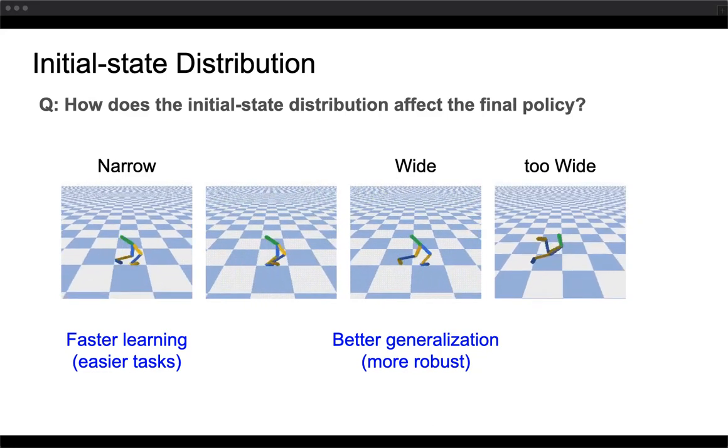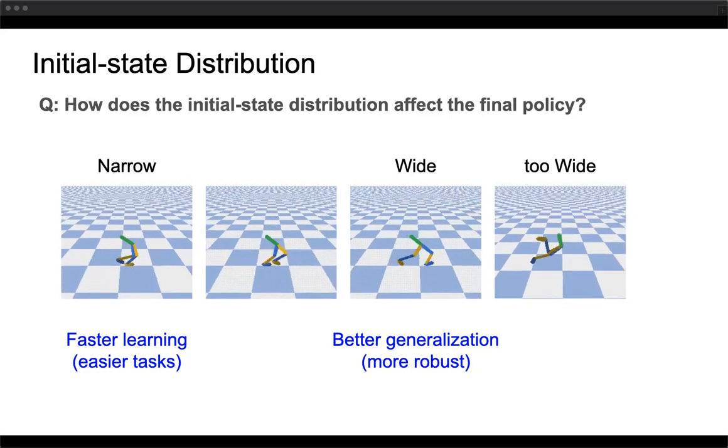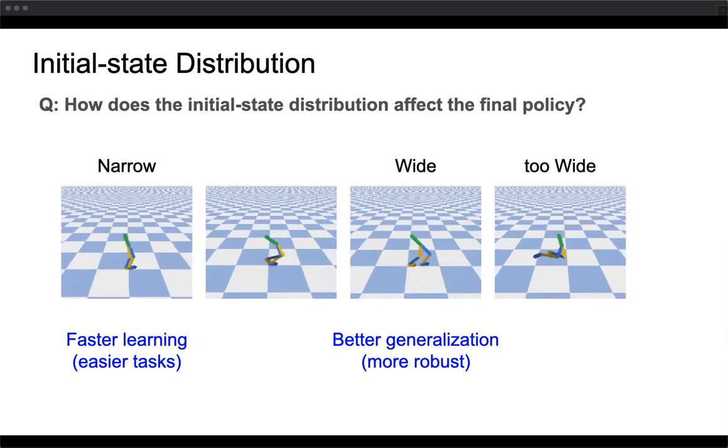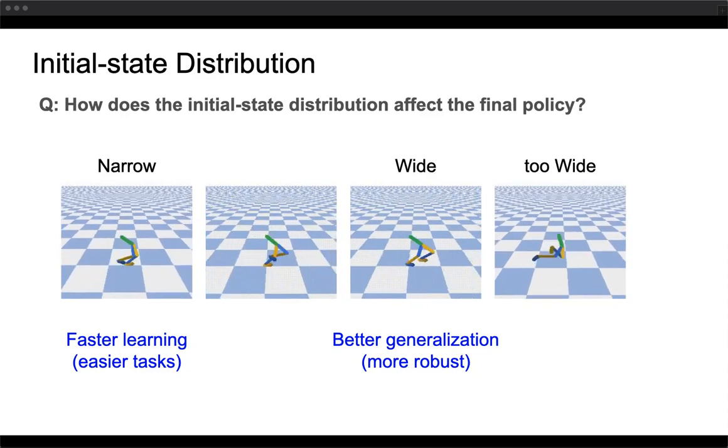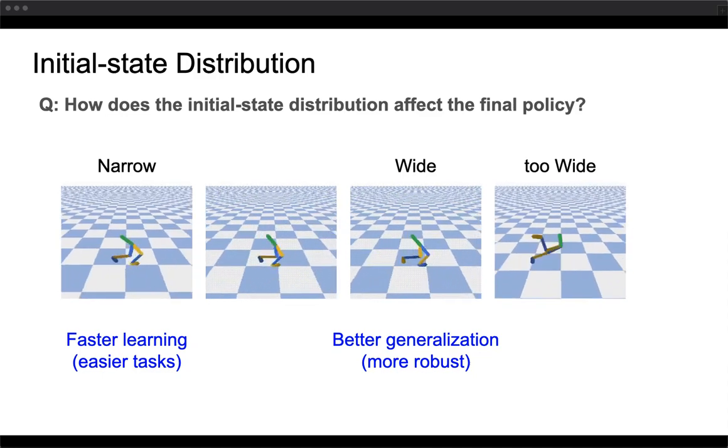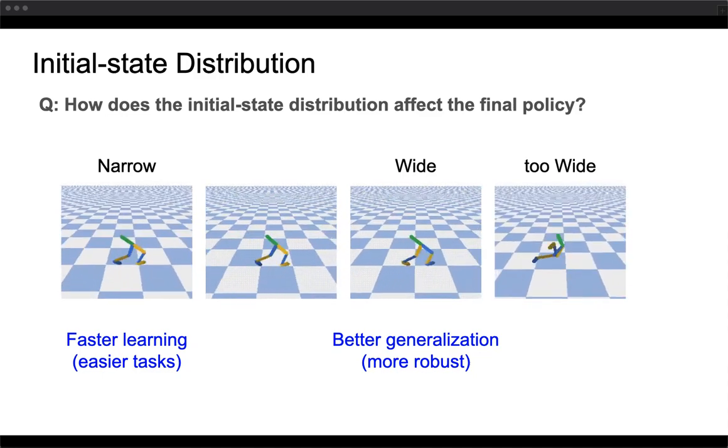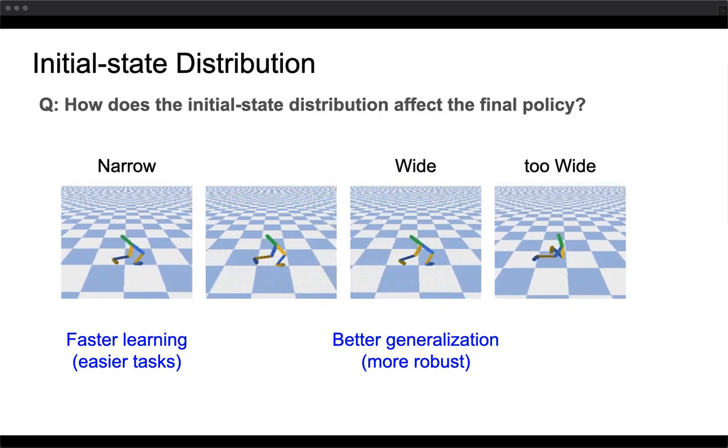Although there is a problem. If the initial state distribution is too wide, then the RL agent is placed into the state space all the time in a different place. And so it is unable to create a mapping from states to actions, and so it is unable to learn at all.